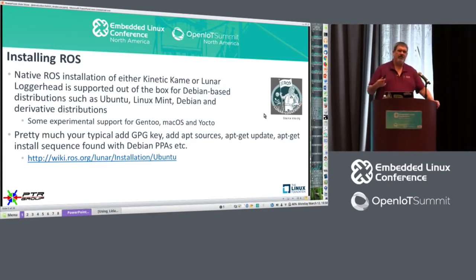But the thing about the way ROS has been put together, if you are running a Debian distribution, you are in good shape. Debian distributions are the primary mechanism that they use on their website for doing their installations. They have Debian repos, so whether you're using Ubuntu, Linux Mint, Debian, or one of the derivative distributions, you're in good shape. There is some experimental support right now in Lunar Loggerhead for Gentoo and Mac OS, and of course on Yocto. The nice thing about the way they've done ROS is they have associated with the, let's see if I can pull it up here.